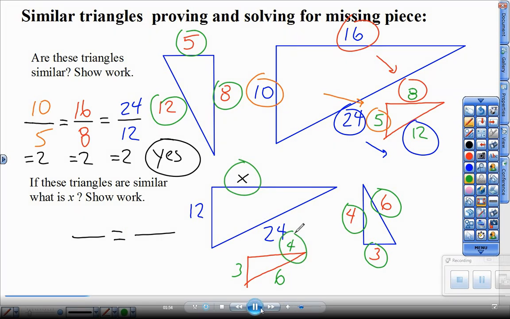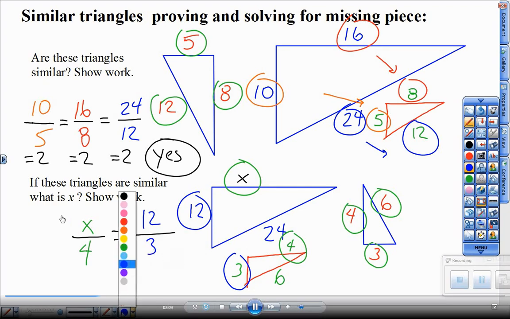So I'm going to choose to go x over 4 just to set up some kind of pattern. X, the long side, over this, the small side, x over 4. And then to stay consistent, I'm going to do any other pair of numbers in that direction. I could do 12 over 3, or I could do 24 over 6, either one. But again, if I do x over 4, I have to do 12 over 3 in that same pattern there. And then of course I'm going to crisscross multiply. 3 times x, 4 times 12. 3 times x gives me 3x. 4 times 12 gives me 48.